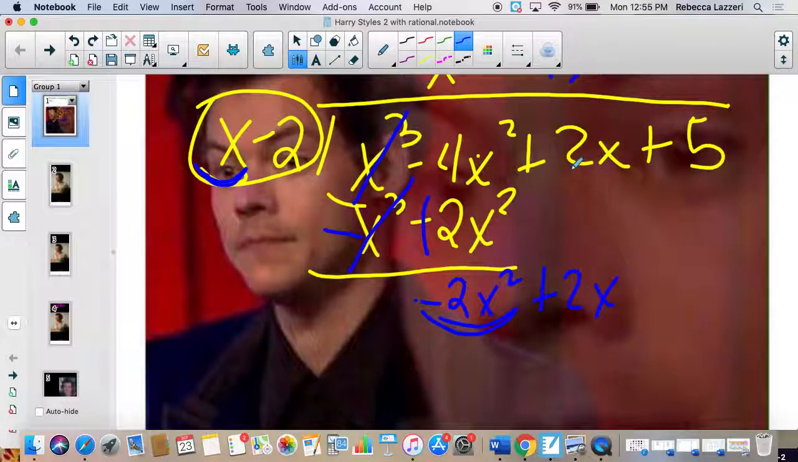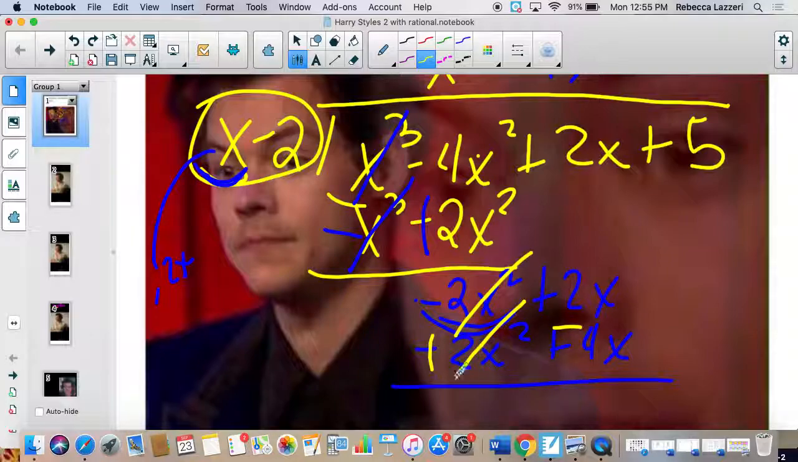So that was times -2x. I'll write it right here. And so I've got to distribute it. I get -2x squared, and that's going to give me plus 4x. All right, and then I change my signs. I subtract. What's going to happen if I subtract that? It's going to become a plus. I change whatever signs. If it's positive, I make it negative. If it's negative, I make it positive, and then I add. These cancel, and I get -2x plus 5.